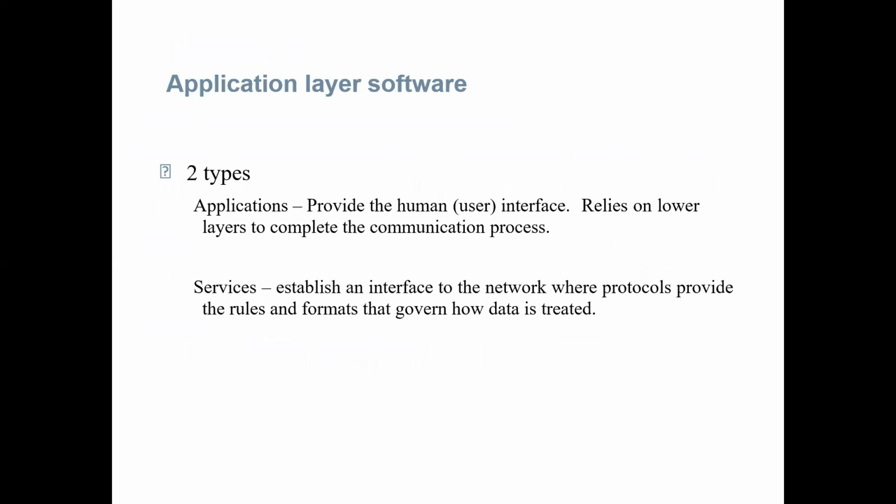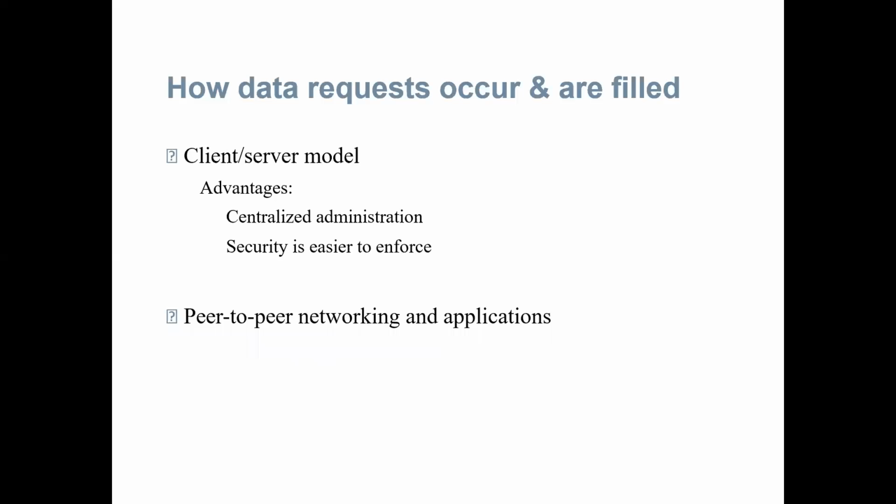Two types of application layer software are there. One is applications that provide the human interface, and the other is services which establish an interface to the network, where protocols provide the rules and formats that govern how data are treated. There are two types of model. One is the client server model and the other is the peer-to-peer networking model.